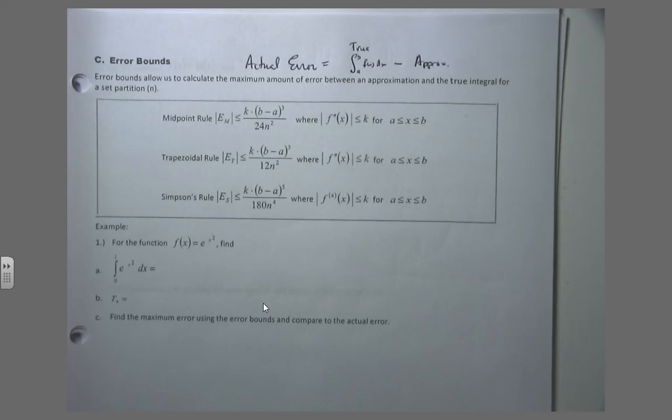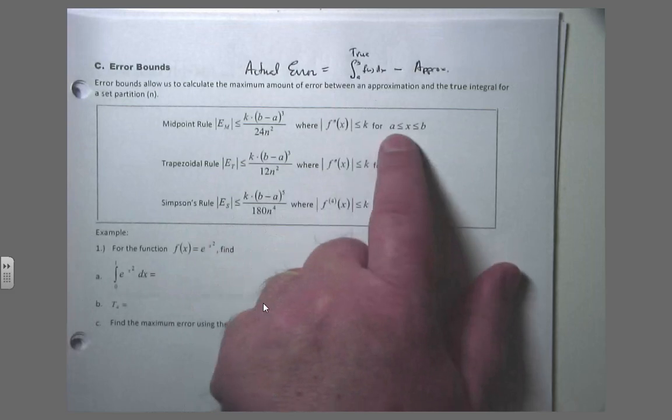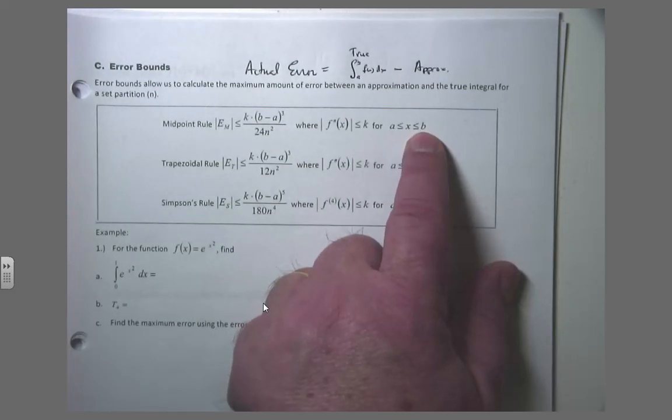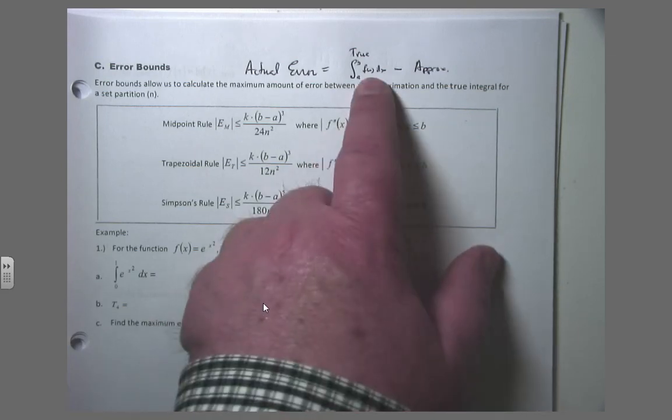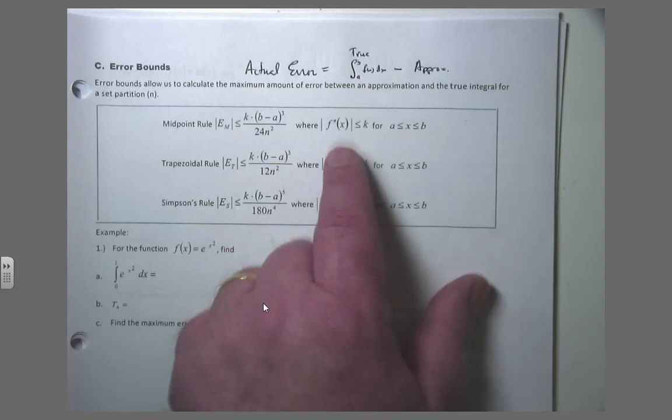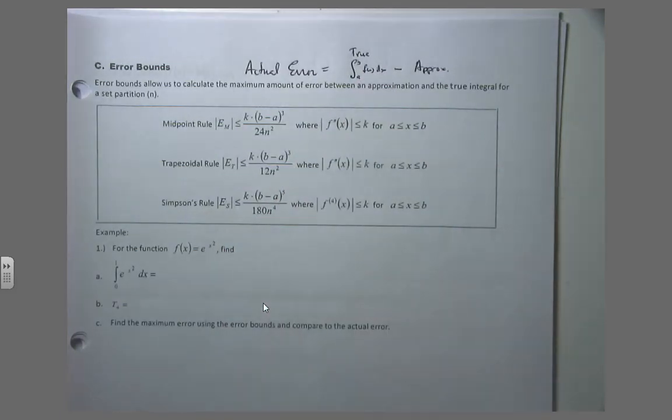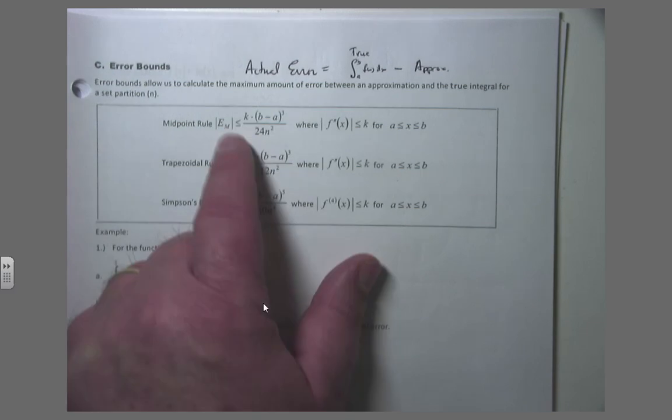K is the maximum value of the second derivative over your interval. You've got some kind of bounds on the interval from a to b, so you only look between a and b. You don't care what's happening over there at 102 if it's not within a and b. You look between a and b, you take the second derivative of the function you're trying to integrate, and then you look to see what is the maximum value or the farthest distance away from the x-axis that particular function is. And that value is going to be k. That is for the midpoint rule.